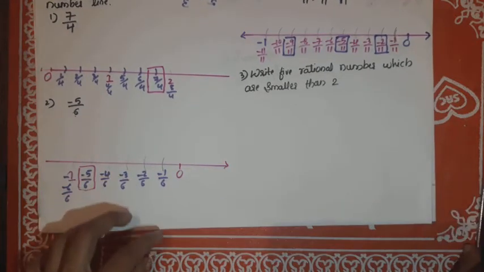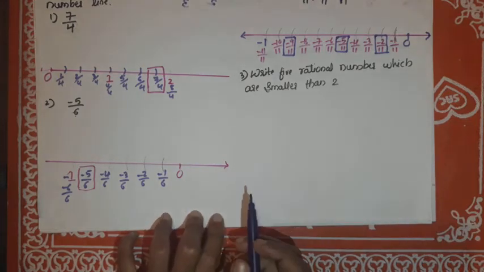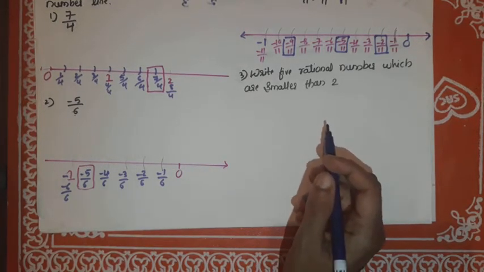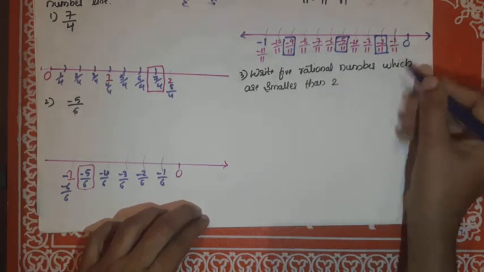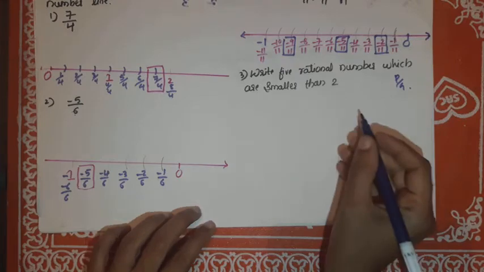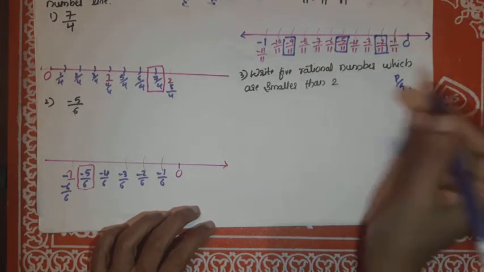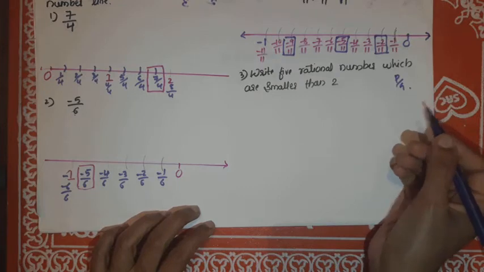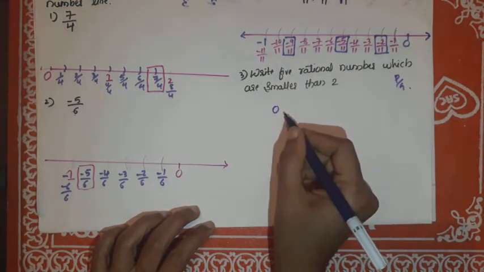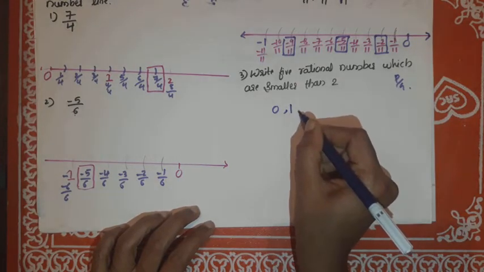Next: write 5 rational numbers which are smaller than 2. Here we need to write 5 rational numbers which are smaller than 2. Rational numbers are nothing but numbers in the form of p by q. Which are less than 2 means we will take numbers less than 2. Here 0 is less than 2. This is a rational number. 1 is less than 2, which is a rational number.